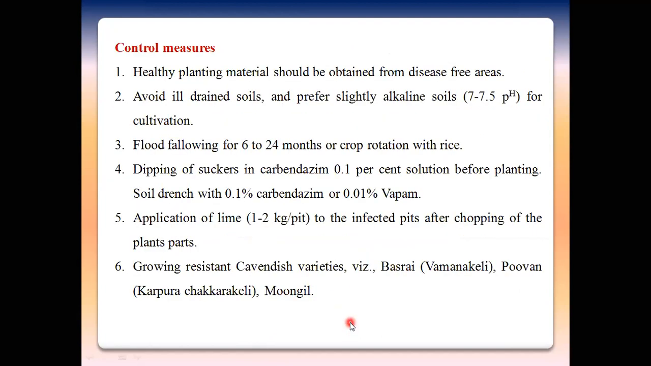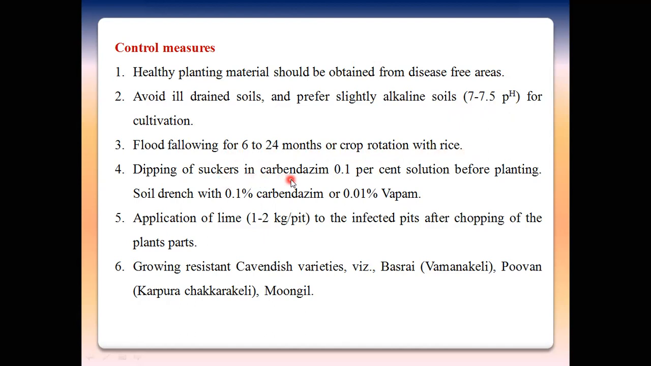Okay, then last, that is the control measures against this Panama wilt. Okay, so first one, healthy planting material should be used or obtained from the disease-free areas. Then avoid the ill-drained soil and prefer slightly alkaline soil, because this fusarium disease initiates in the acidic soil. So farmer can grow these banana plants in somewhat neutral soil, or soil having the pH 7 to 7.5. Then flood fallowing for 6 to 24 months, or crop rotation with rice.